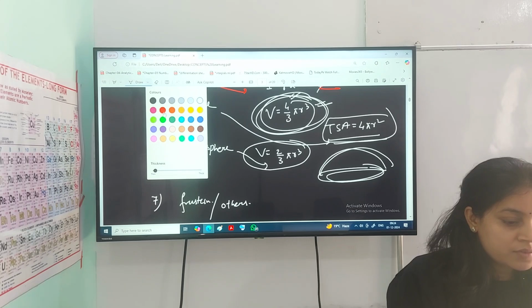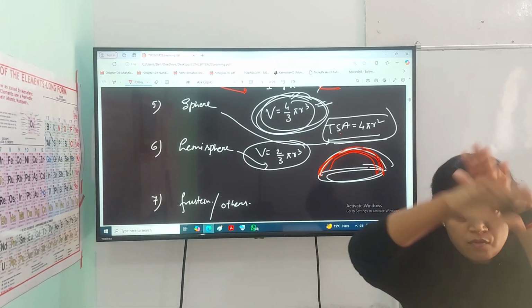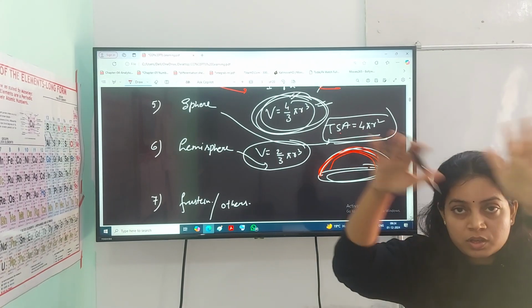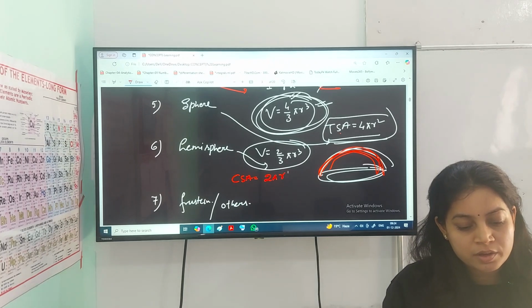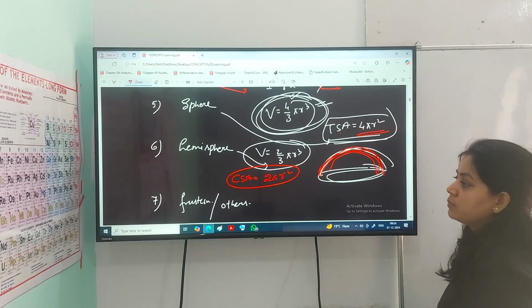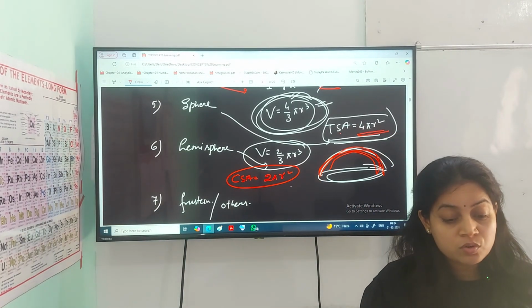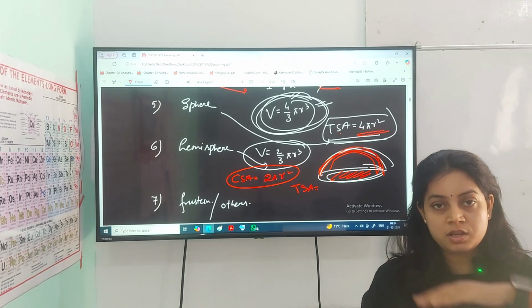So what is the curved surface area of this? This part is half of the ball, half of your cricket ball. So the curved surface area of the hemisphere will be 2 pi r square. I'm just taking half of the sphere, which becomes the hemisphere. But in case of the total surface area, you'll need to take the bottom side area also.